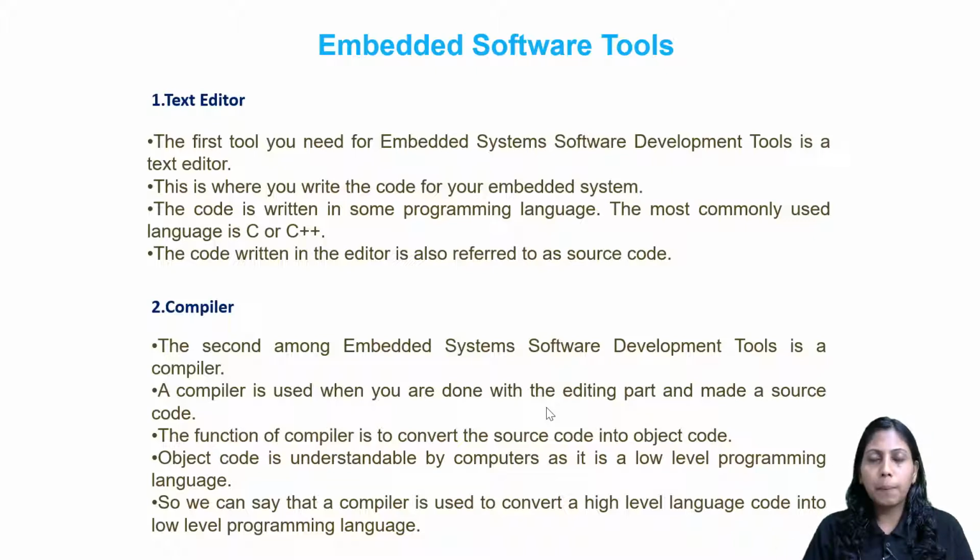So what is a compiler? Again, I'm concluding that the compiler converts the source file, which is written in C or C++, into a low-level language, that is object code, which computers can read and understand. I hope these two tools are clear for all.